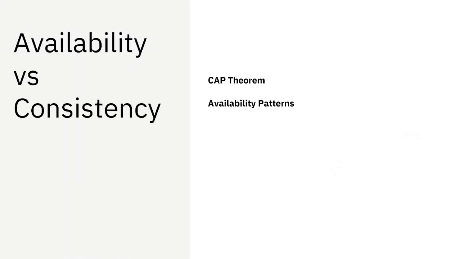And lastly, we have availability versus consistency. This covers CAP theorem and availability patterns. We have talked about all of these topics in depth in our previous two videos. So if you have not watched them, I request you to watch them to get a better understanding of this trade-off.